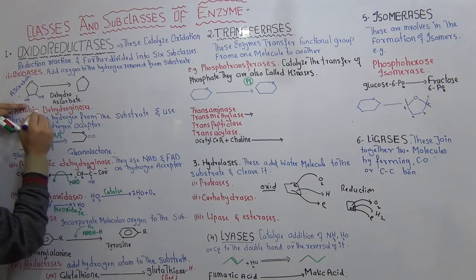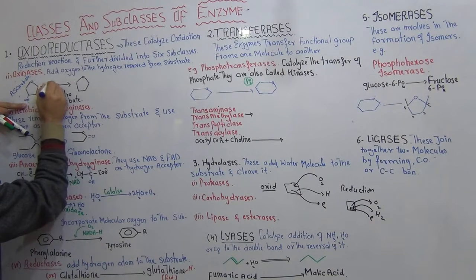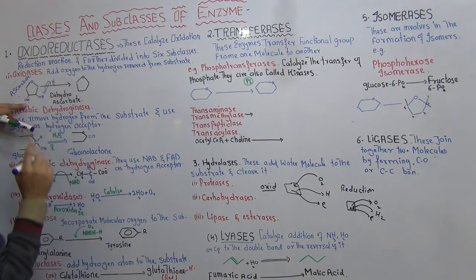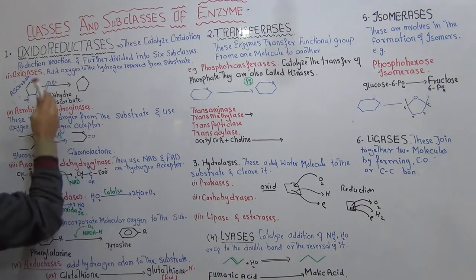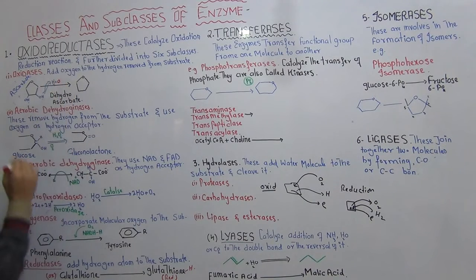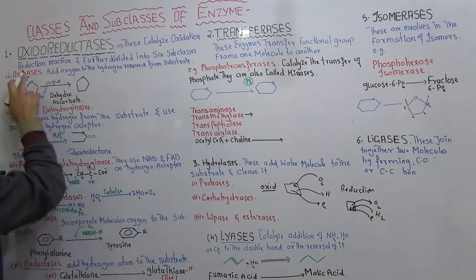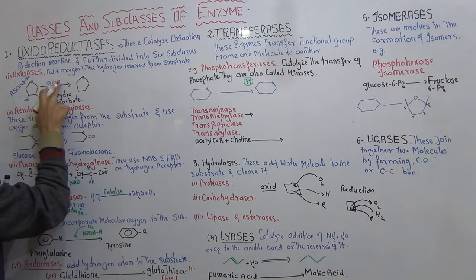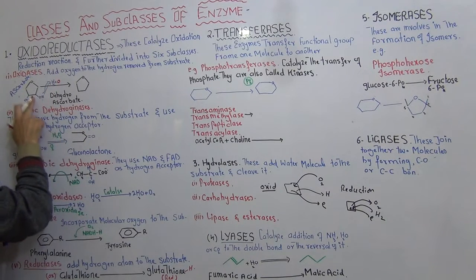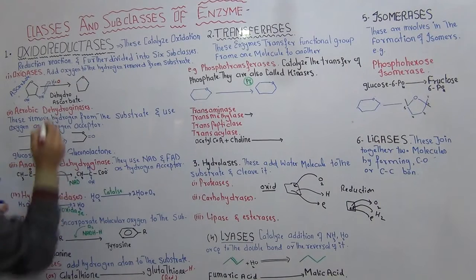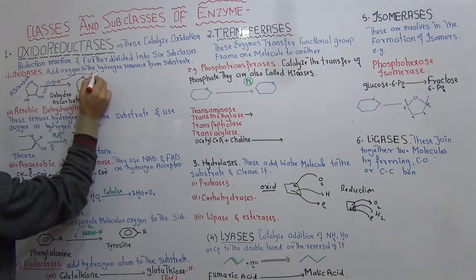When these 2 hydrogen are removed, with these 2 hydrogen we will add what? We will add oxygen. Now this red colored oxygen, which enzymes add it? Oxidases. This addition of oxygen to the hydrogen which came from the substrate is done by oxidases. Of course, the hydrogen and oxygen will combine to form H2O.